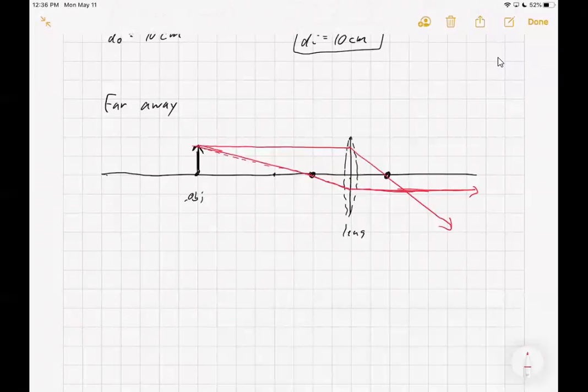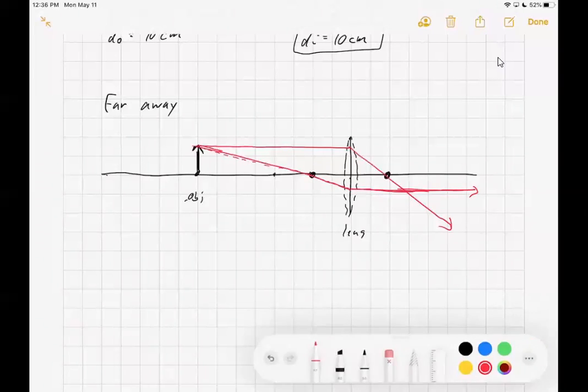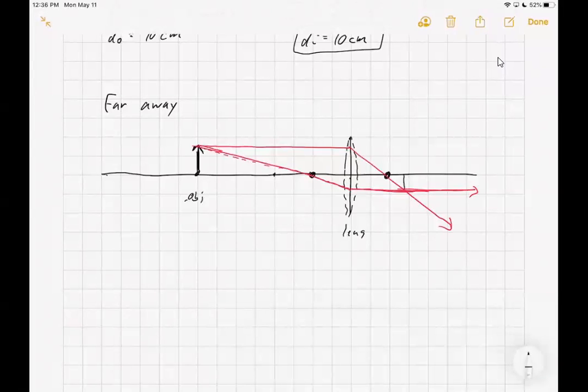So it looks like I will have an image over here that once again is a real image. It's an inverted image, and it is small. Okay, so it has a negative magnification whose absolute value is between 0 and 1. It's smaller. It looks like maybe even half the size. And I'm not sure if that's exactly right, but we'll see when we do the calculation.